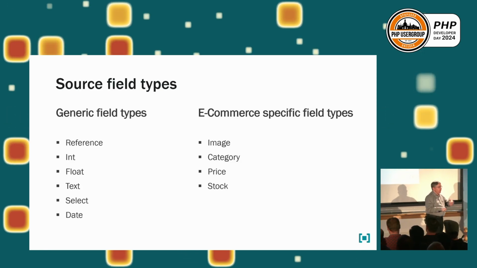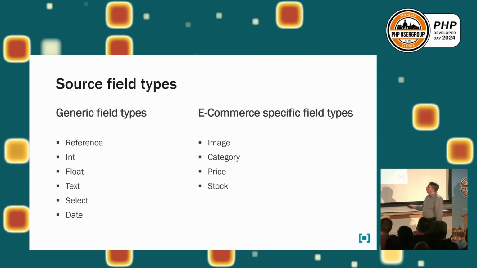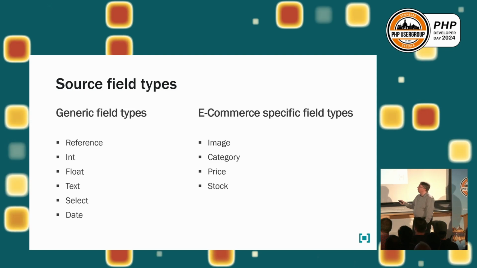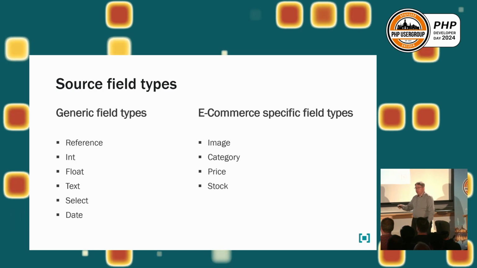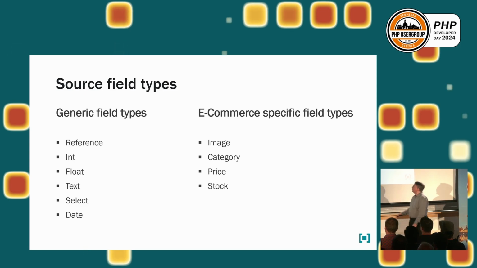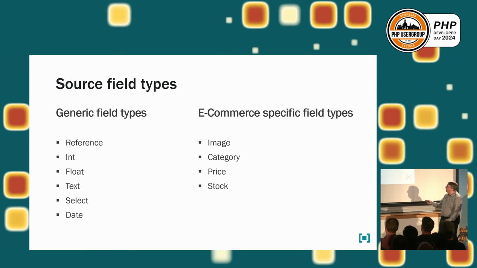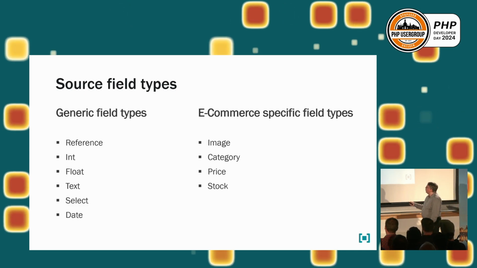There are a bunch of types that you can use from Galley for these source fields. There is reference, which is mostly used for ID fields. And then we have integer, float, text, select. I just covered that. You need to provide some options if you want a specific select field. Date is also self-explanatory, I guess. And then I call them e-commerce specific types, things like an image, a category, a price, a stock information. So just ignore them if you don't need them. That's the key message here.